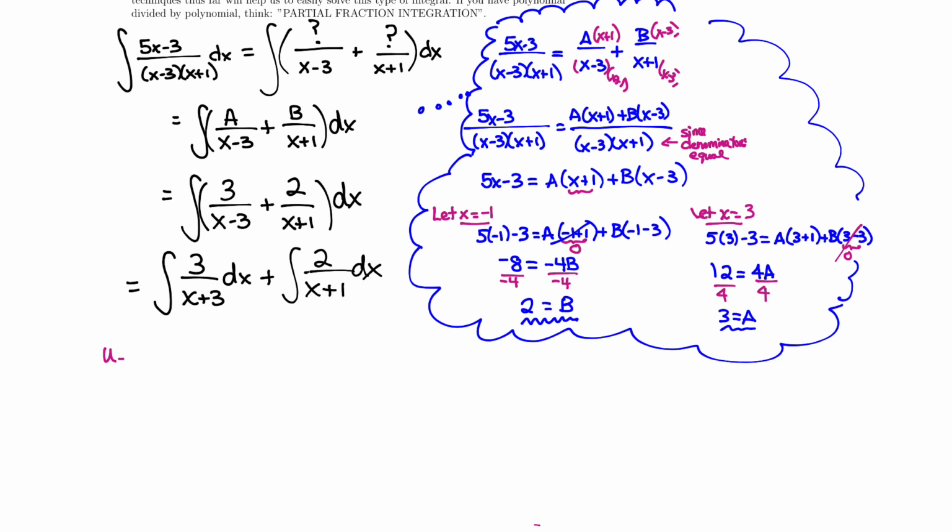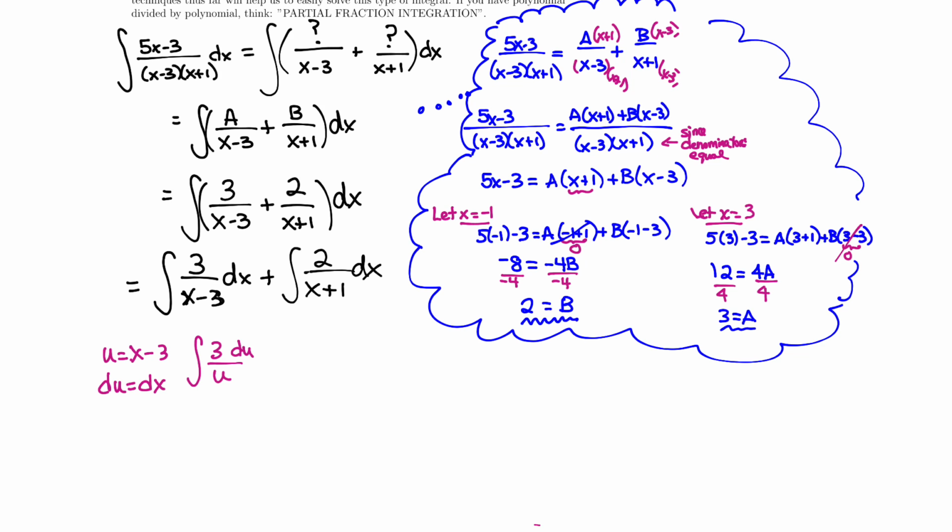What would you let u be on the left? You would let u be x plus 3. du is simply dx because it's just linear with the coefficient of 1. And so what does that integral become? That just becomes 3 du over u, which is just... It is x minus 3. Oh, thank you, Acacia. You're so good to catch that so fast. x minus 3. Good, good, good.